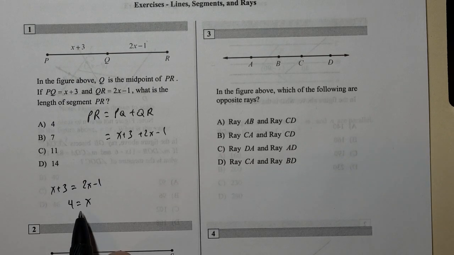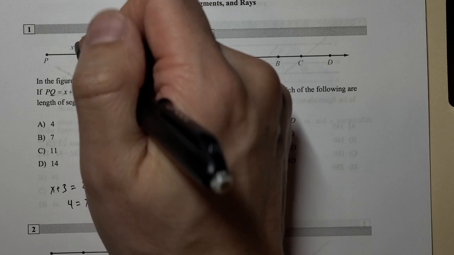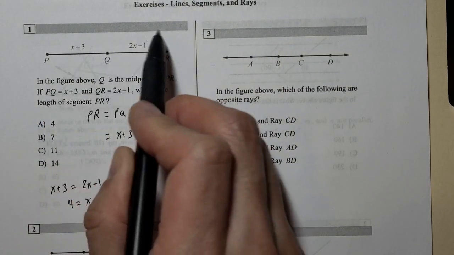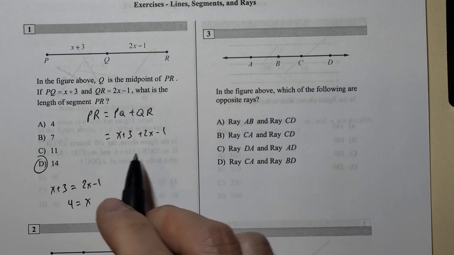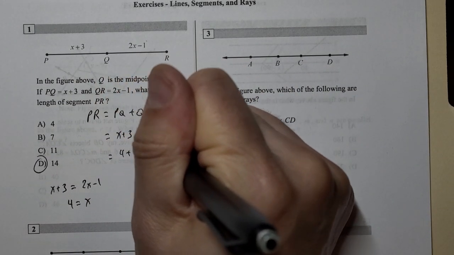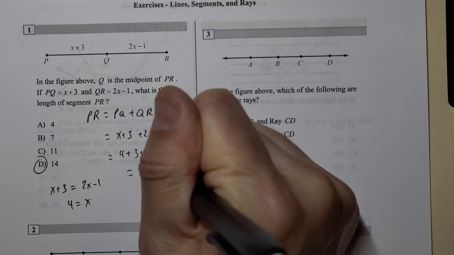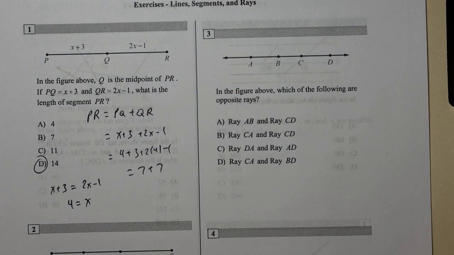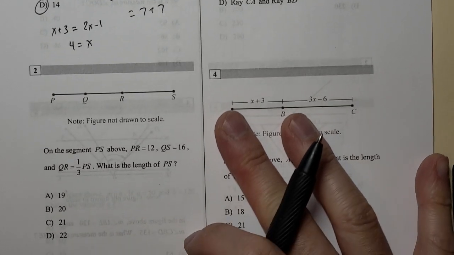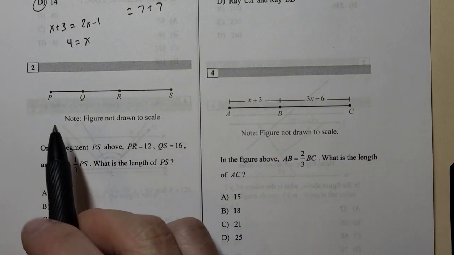Okay. Therefore, now I can plug into here. Or I could be a little smarter. If x is 4, this is 7, 4 plus 3. This is the same length, so it's 14. I don't have to plug into here, but I could double check. It'd be 4 plus 3 plus 2 times 4 minus 1, which is 7 plus 7, not a surprise. Okay? That's how we solve that one. Hopefully I went slow enough to explain my thought process.